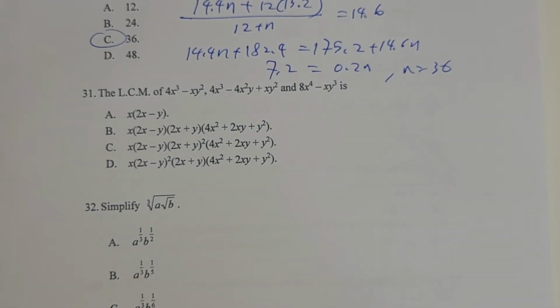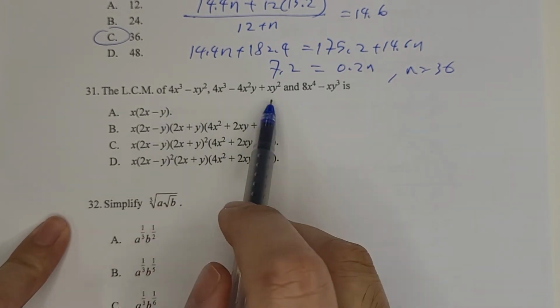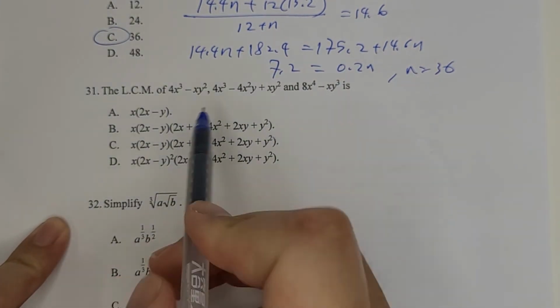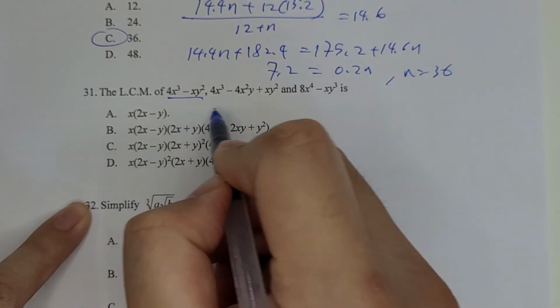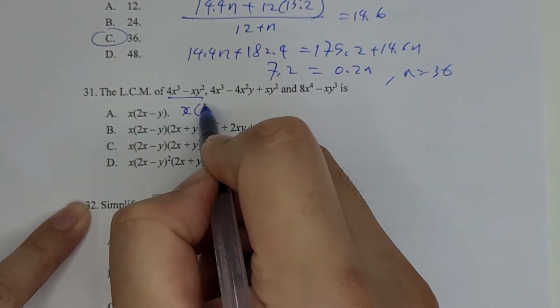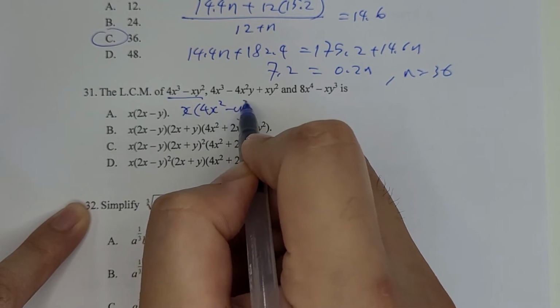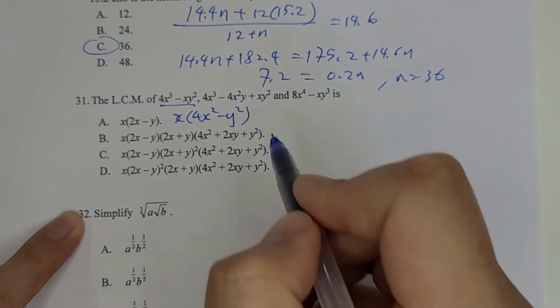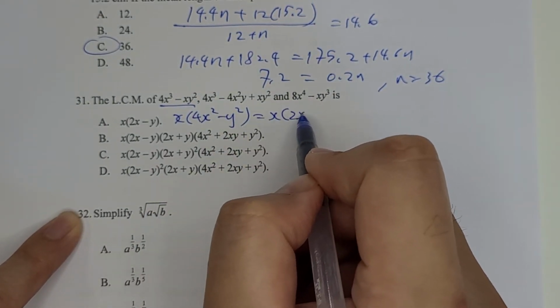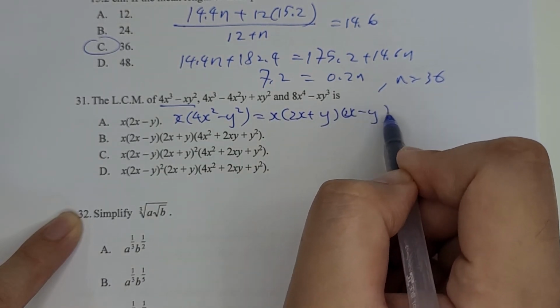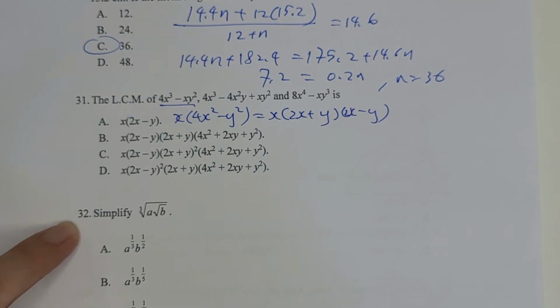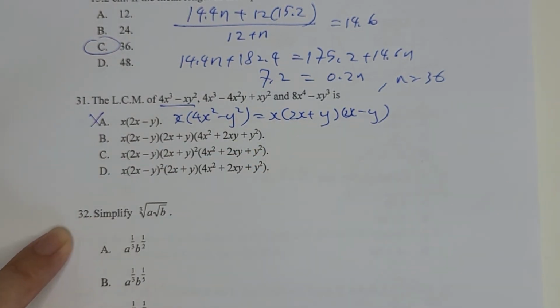And go to 31. Find the LCM of these three terms. Okay. The first one, take out common factor x, and then 4x squared minus y squared, right? So it has 2x plus y, 2x minus y. Therefore, A is not the answer.